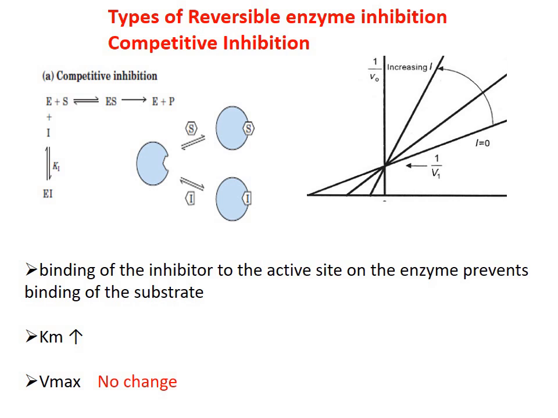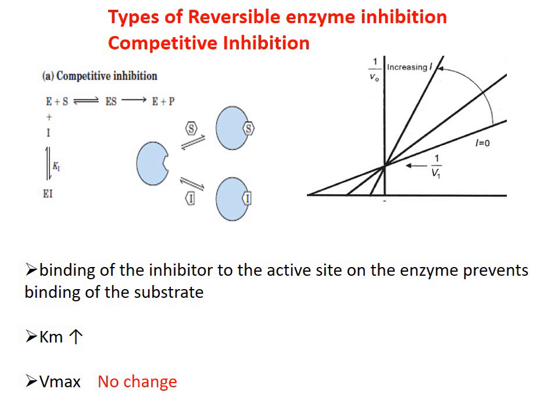When we draw a plot between 1 by S and 1 by V, we find the same intercept on the 1 by V axis, where we obtain 1 by Vmax, and different intercepts are obtained on the X axis, indicating a difference in their Km value.